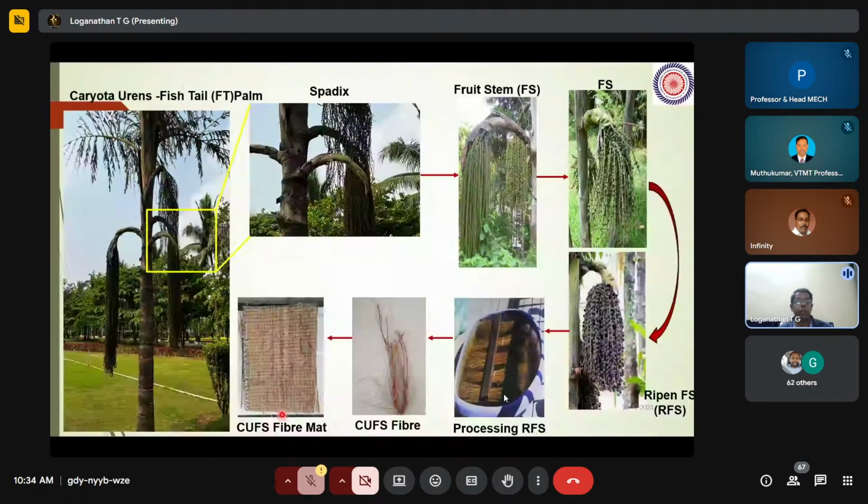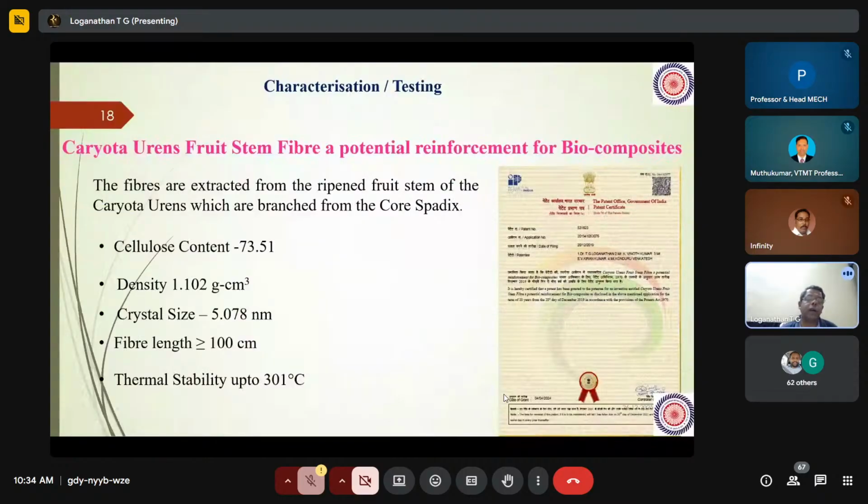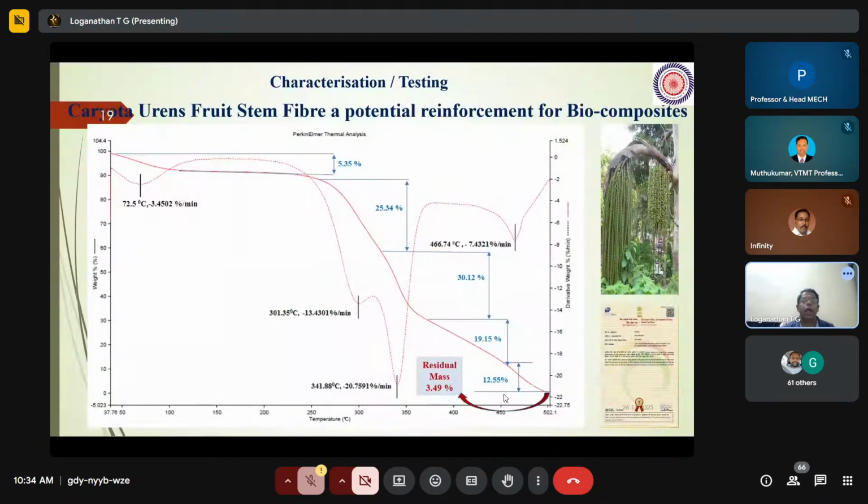Those fibers have been woven in the form of a mat, and we tried to file a patent, and after a few procedures we got this patent awarded. And there is some characterization that we need to do. Whenever you take up fibers like this, we should check technically the durability of that fiber.